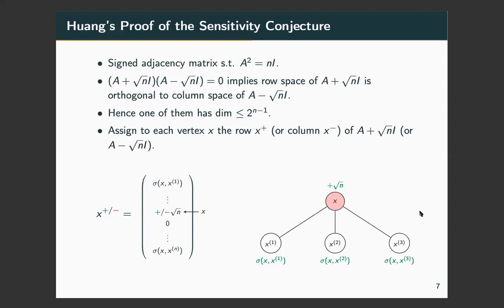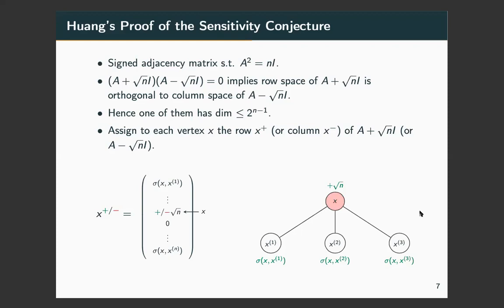We now assign a vector to every vertex in the hypercube. If the smaller of the subspaces is the row space of A plus square root n I, we assign every vertex x a row of this matrix, denoted x plus. Else, we assign to every vertex x a column of A minus square root n I, denoted x minus. Here we can see that at the x entry of the vector, we give plus or minus square root n.